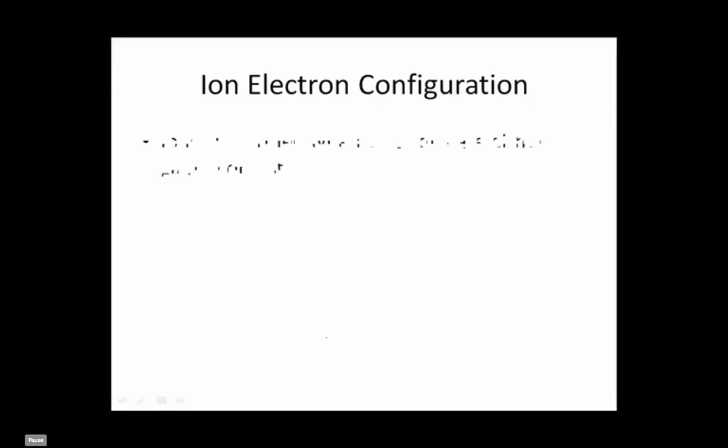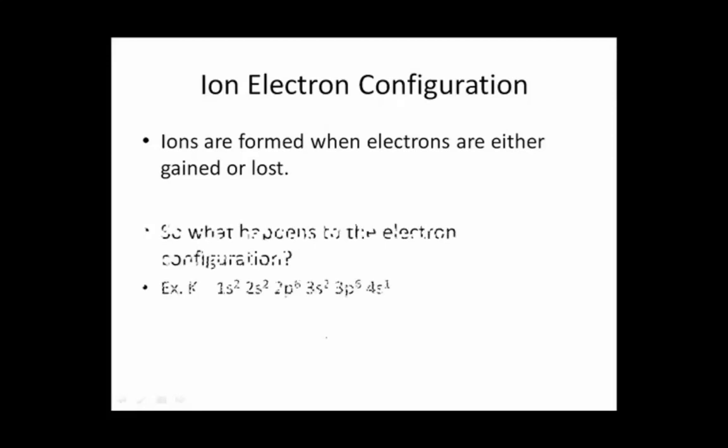Ion electron configuration. Ions are formed when electrons are either gained or lost. So what happens to the electron configuration? For example, K is represented by this electron configuration: 1s2, 2s2, 2p6, 3s2, 3p6, 4s1.